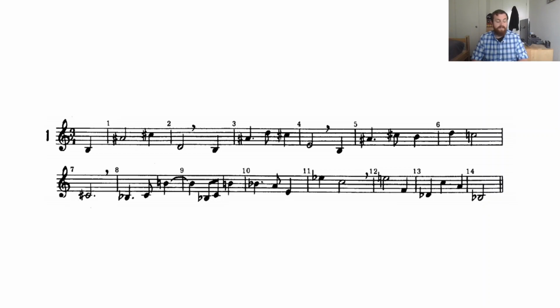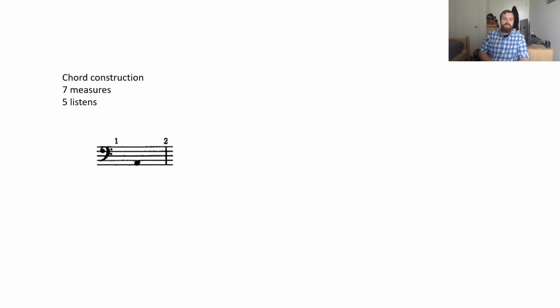So let's go ahead and end by doing a quick Modus Novus chord construction. It's 7 measures. I'm going to give you 5 listens. I'm not going to give you a ton of time between listens because this is one of the more straightforward Modus Novus chord constructions that we've done so far. So your first pitch is down here. Okay? So here we go.